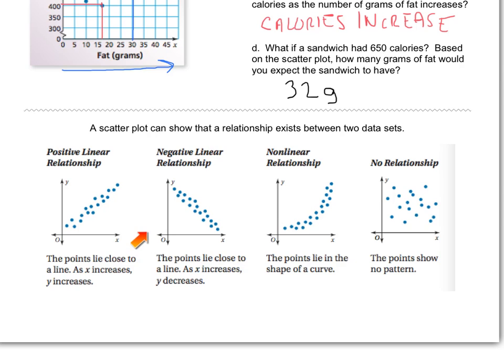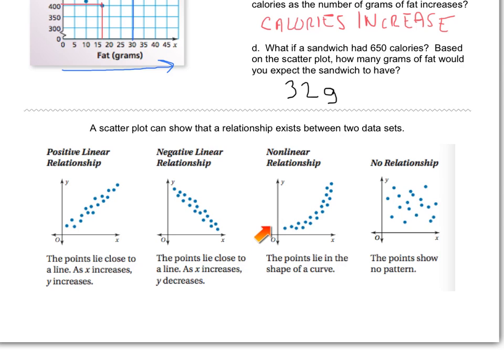So then we have a negative relationship. So in this case, it kind of looks like if we could draw a line straight through it, it would be a negative slope. In this case, as my x's are increasing this way, you can see that the y's are decreasing as they go. This would be a negative relationship.